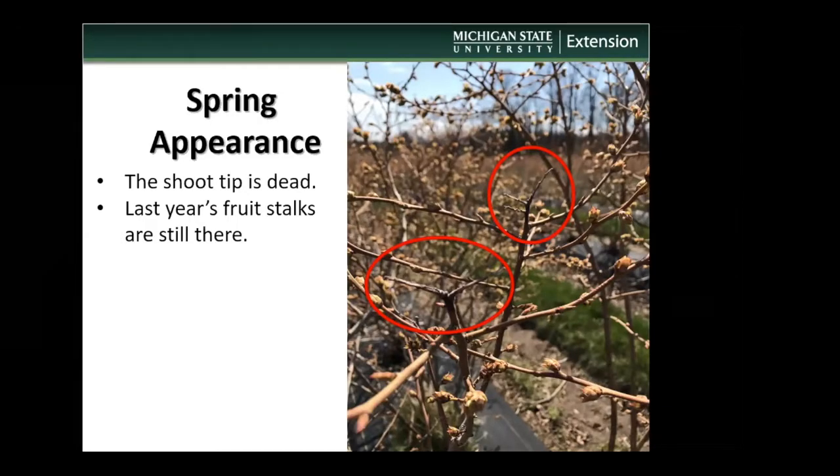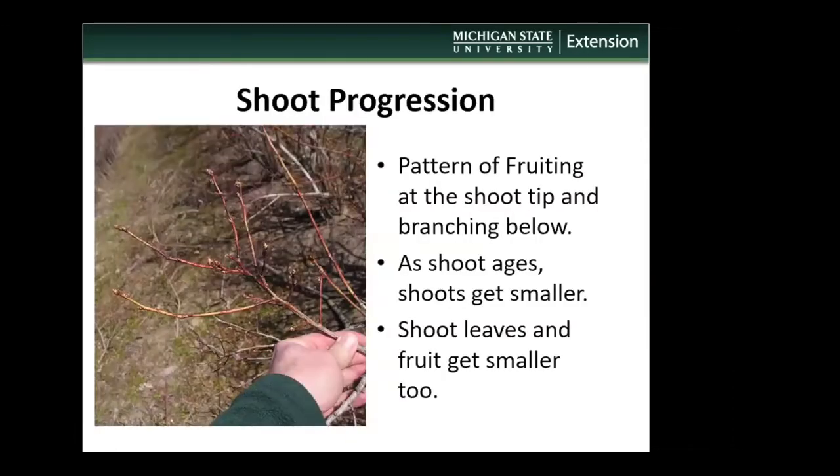And so here's a picture I was sent earlier this spring. And those are actually the flower trusses from the previous year. Those are the trusses that held the fruit and they haven't fallen off yet. And you can see the shoot tip has died back to the next leafy shoot. So you get this shoot progression of the shoots blooming at the tip and then branching at the base. And so then those shoots bloom at the tip and they branch at the base.